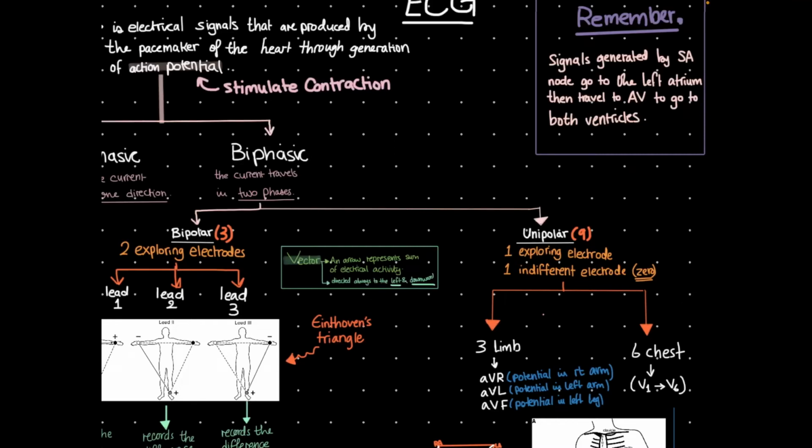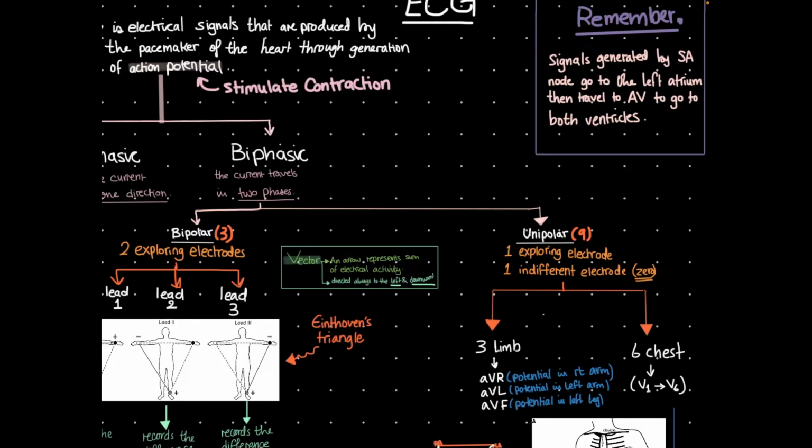Hello, we are going to continue talking about ECG part 2. As we said before in the previous video, ECG is an electrical signal that is produced by the pacemaker of the heart through generation of action potential, and that action potential will stimulate contraction.